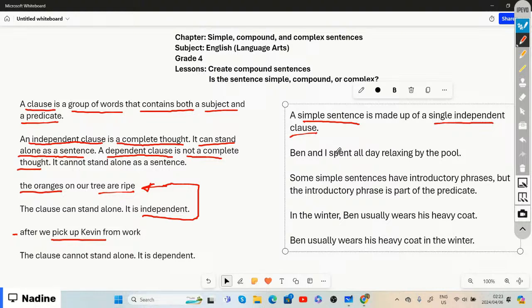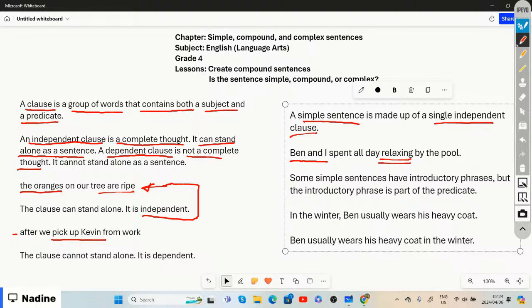If we were to identify our subject, it would be Ben and I. That is our subject. We are talking about Ben and I. Spent all day relaxing by the pool is our predicate, right? So that is a single independent clause, which is a simple sentence. And some simple sentences have introductory phrases, but the introductory phrase is part of the predicate.